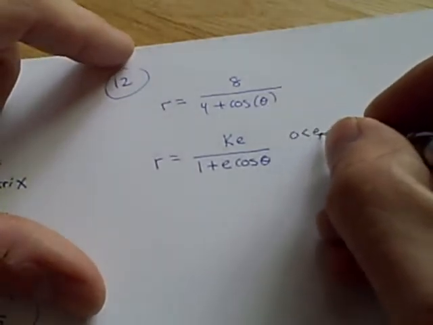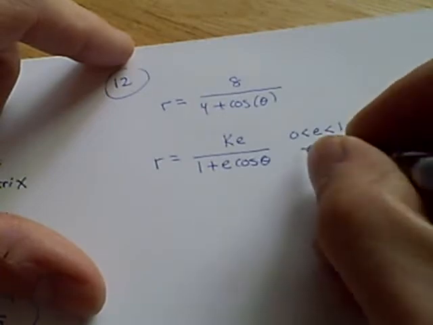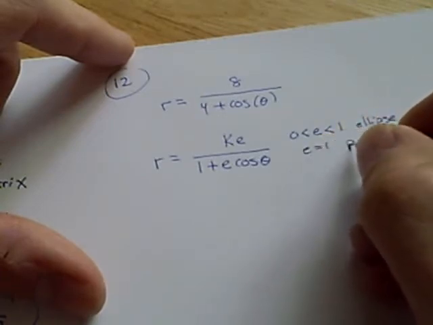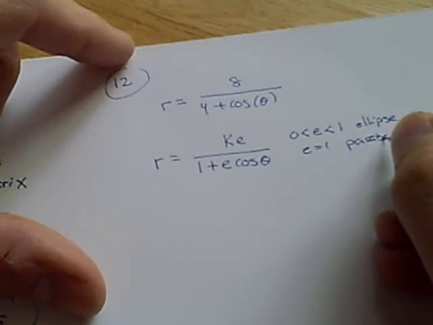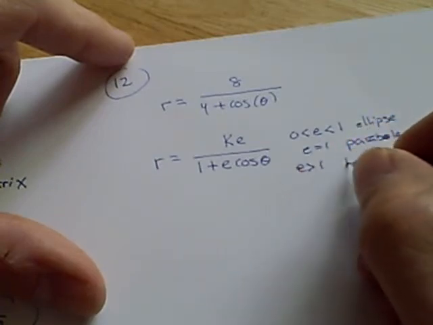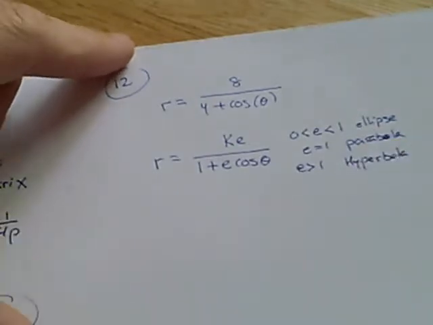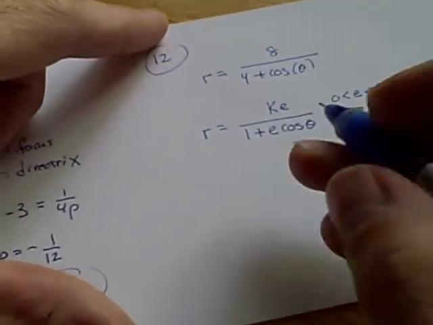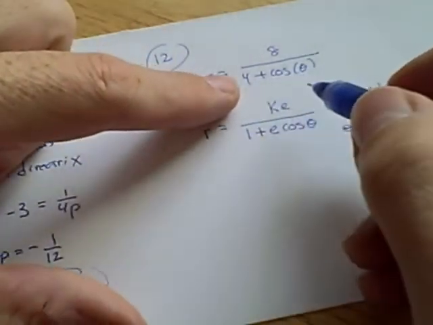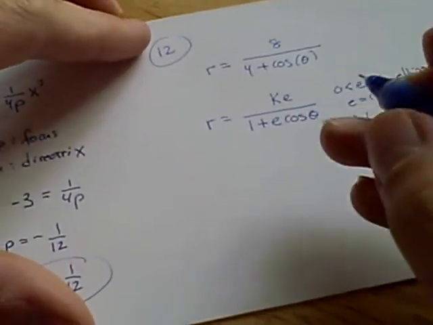Remember, if it's between 0 and 1, it's an ellipse. If it's equal to 1, it's a parabola. And if it's greater than 1, it's a hyperbola. Okay. And so what we have to do is to rearrange the bottom to make it look like this bottom, and then do a little arithmetic.